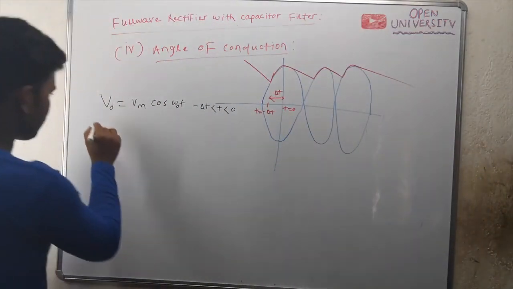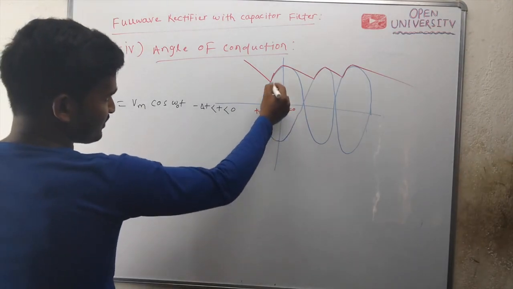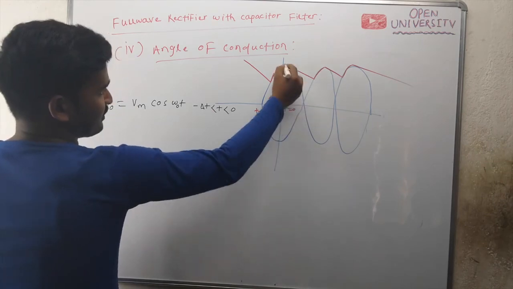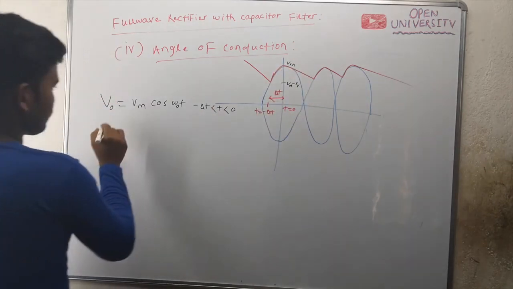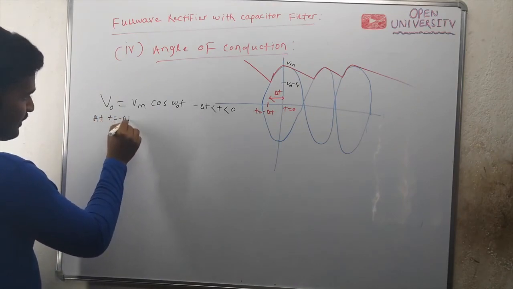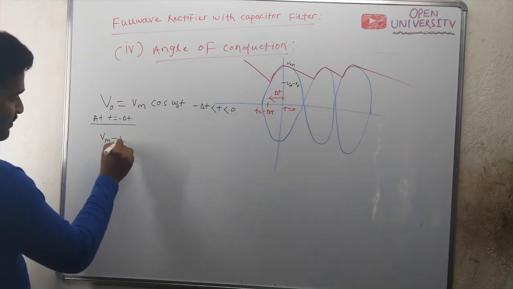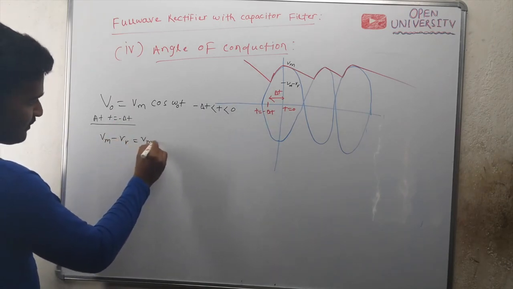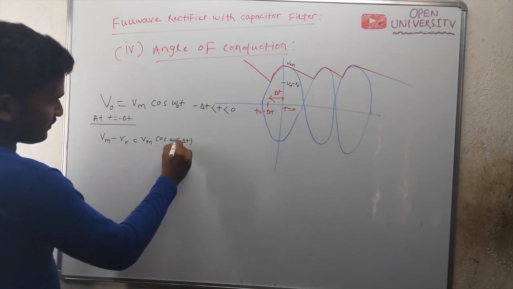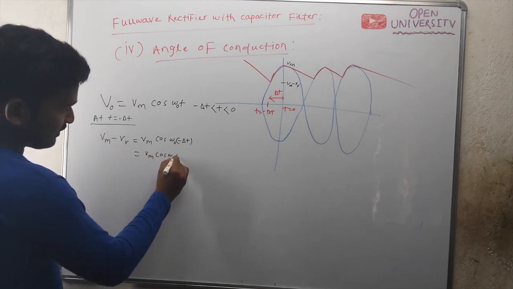If I want to find out what is V0 at t equal to minus delta t, at this point what is V0? This value is Vm minus Vr, and this is your Vm. So at t equal to minus delta t, V0 equal to Vm minus Vr, which is Vm cos omega naught minus delta t, which is Vm cos omega naught delta t.